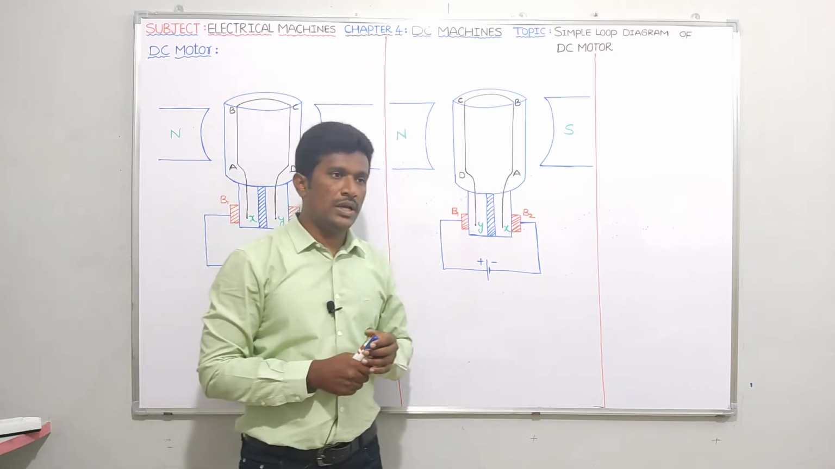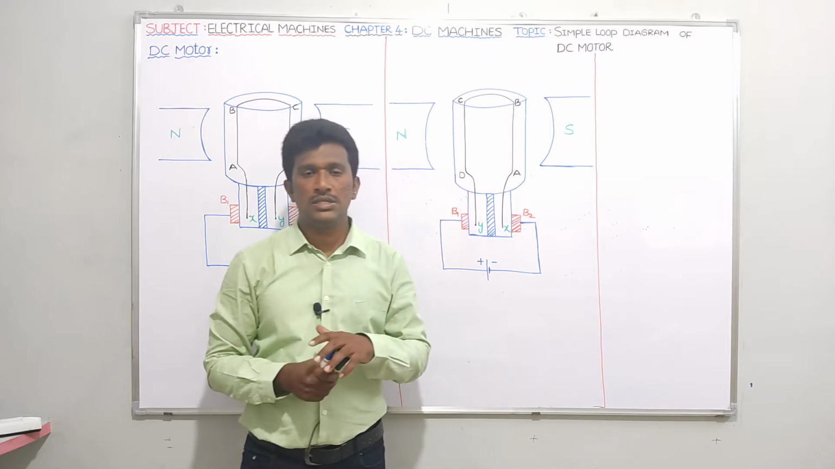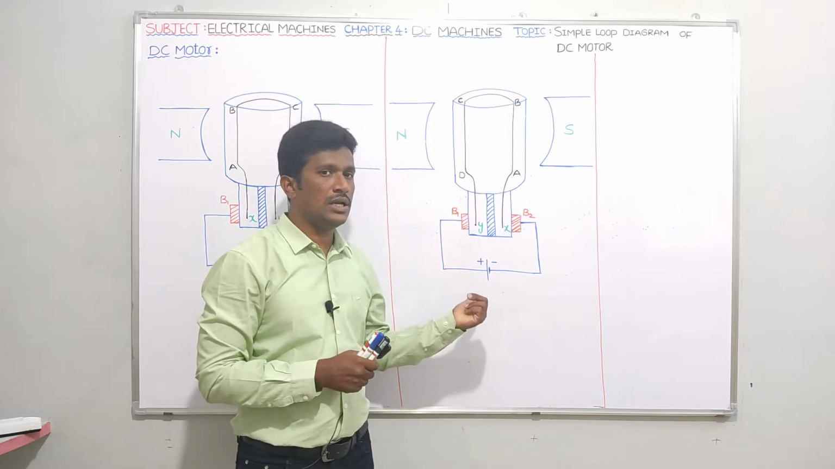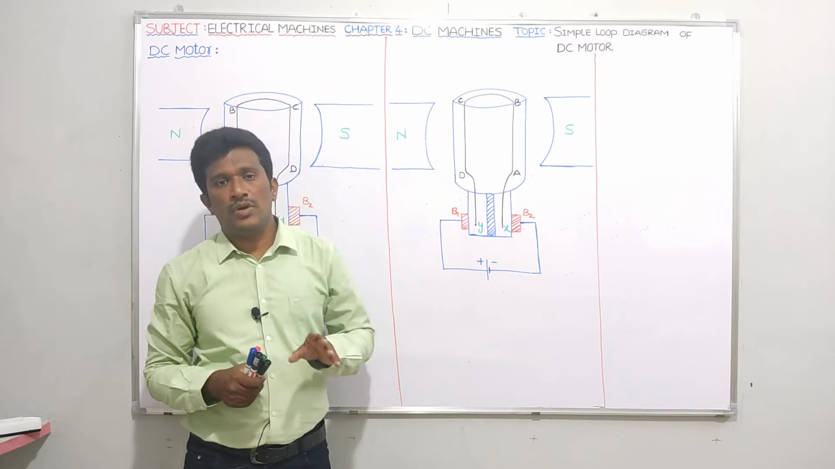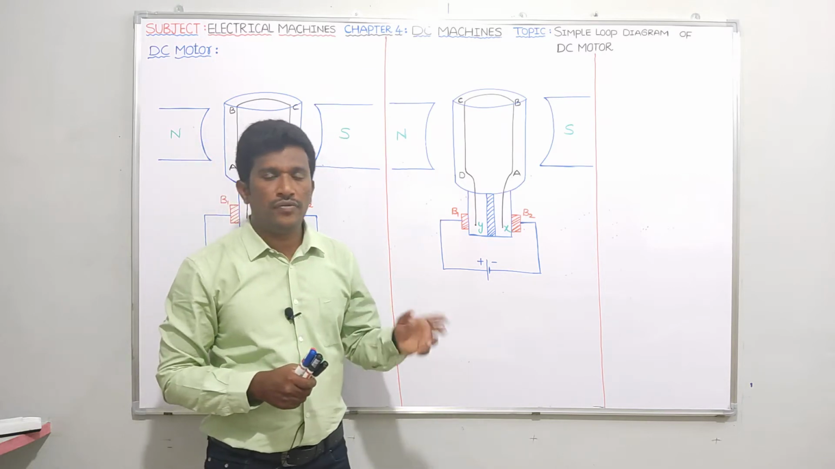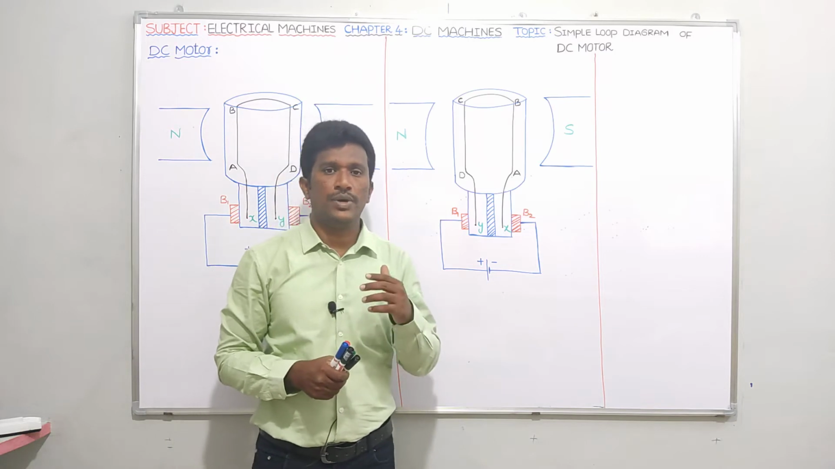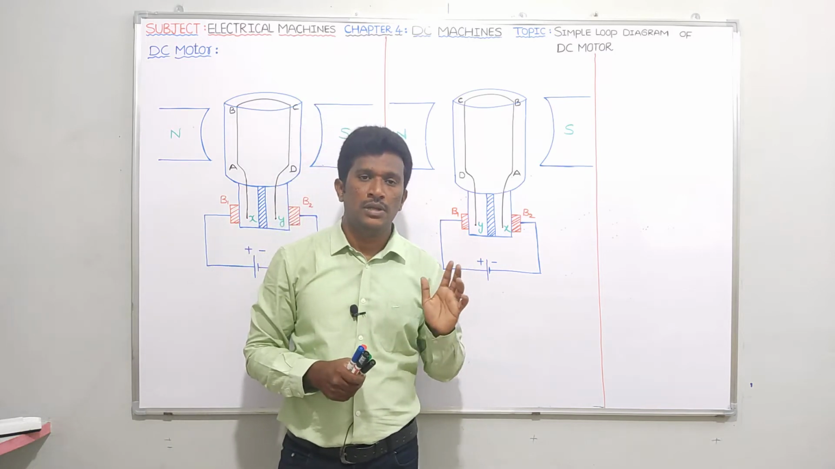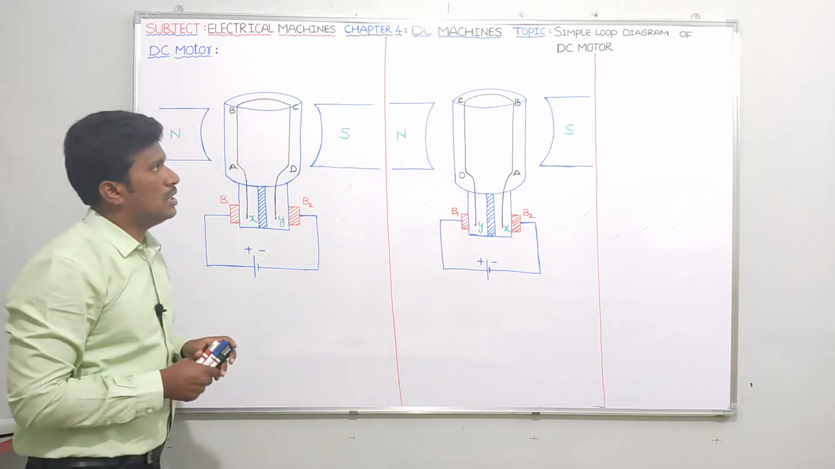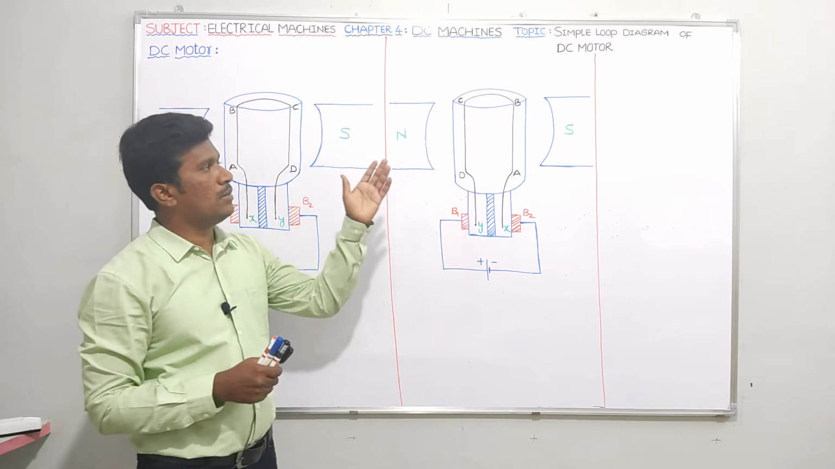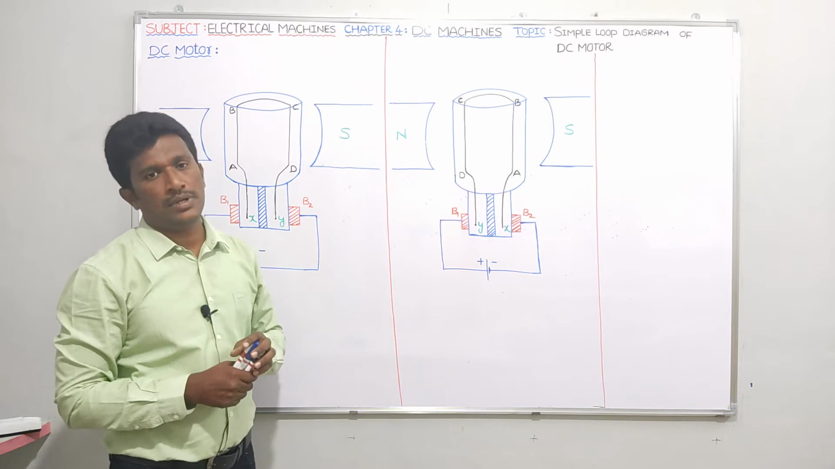And one more thing I told, in a DC machine, that statement is applicable to a DC generator as well as for a DC motor. In a DC machine, always you have to place the armature winding on the rotor and the field winding in the stator, otherwise commutation action will fail. That is an important thing I told. Okay, now see, in this session we are going to discuss the simple loop diagram of a DC motor.